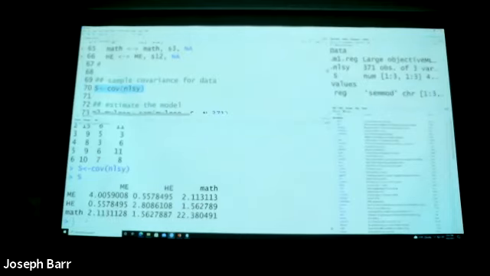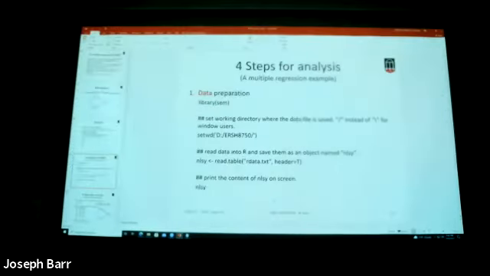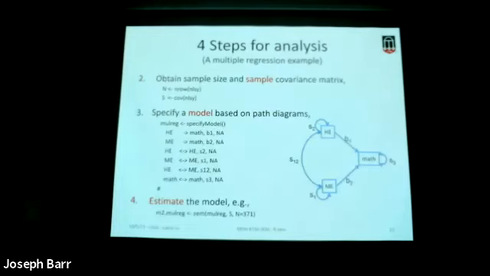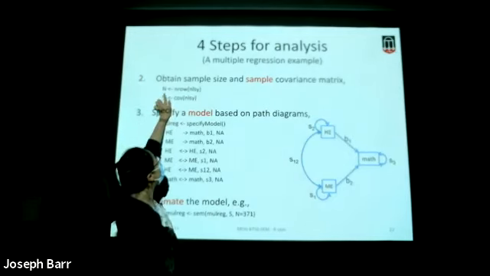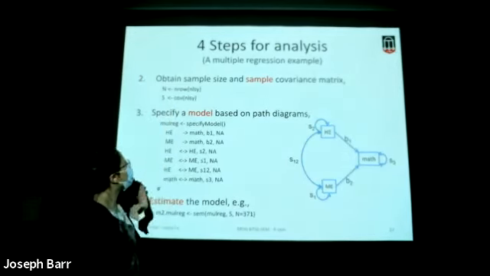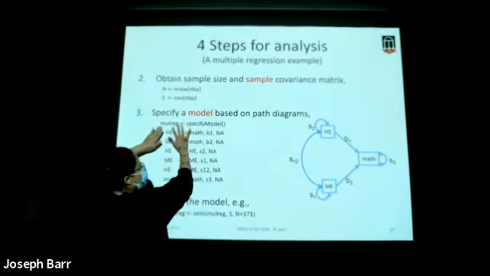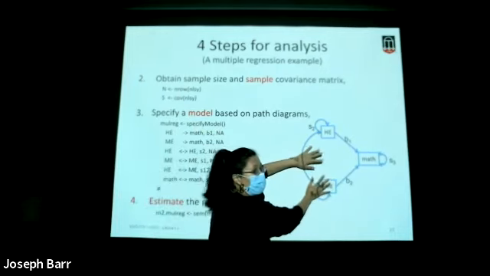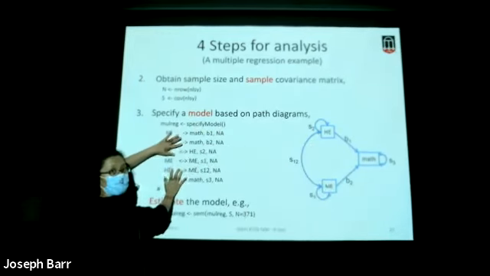Now the third step, you're going to specify your model in R. You're going to tell R what your model is. So let's go back to the slides. I have the details. This is the sample size. Also for sample size, you can use nrow. Nrow tells you the sample size. S is the covariance matrix. Now we're going to use specifyModel to translate the path diagram here to the R code.